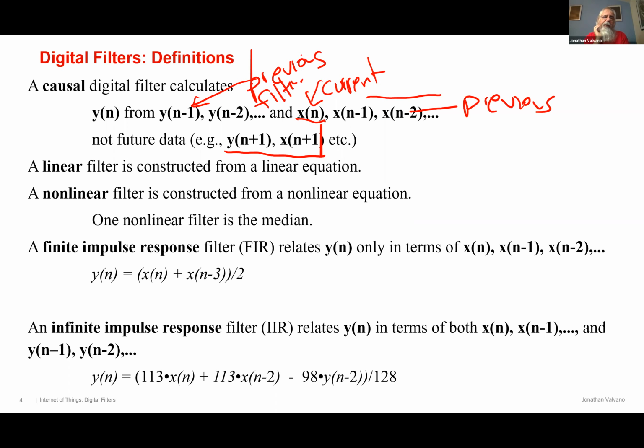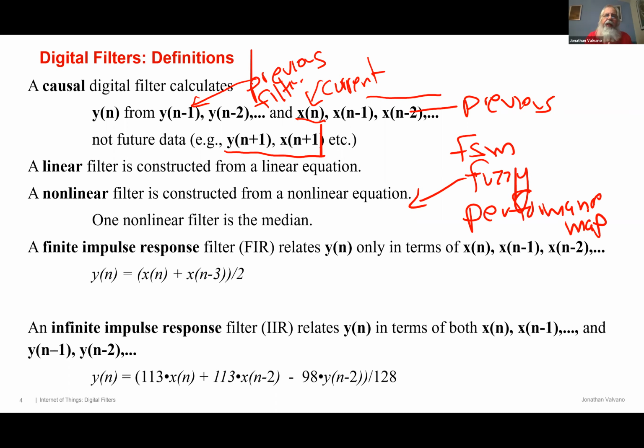There are some really cool nonlinear filtering, like the median and the squared, and fuzzy logic was an example of a nonlinear filter. So we've seen things already that were nonlinear. Fuzzy was nonlinear. The finite state machine was nonlinear. The performance maps. In other words, where you take inputs and calculate outputs, and they're not a linear function of each other. This is an example of a linear function because it is a linear combination of, in this case, the current sample and the sample 3 times ago.